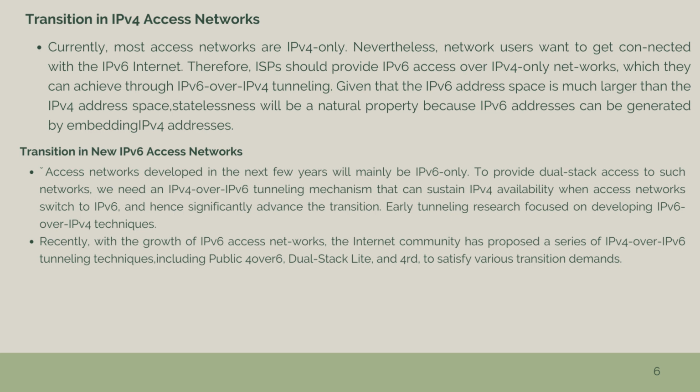statelessness will be a natural property because IPv6 addresses can be generated by embedding IPv4 addresses. Transition in new IPv6 access networks. Access networks developed in the next few years will mainly be IPv6 only. To provide dual stack access to such networks, we need an IPv4 over IPv6 tunneling mechanism that can sustain IPv4 availability when access networks switch to IPv6 and hence significantly advance the transition.